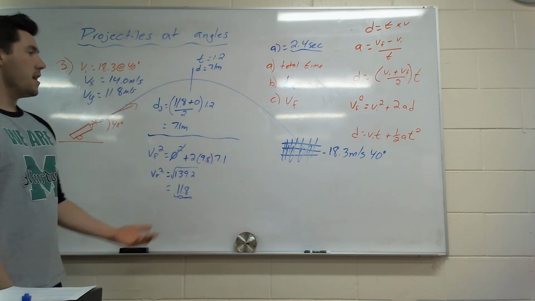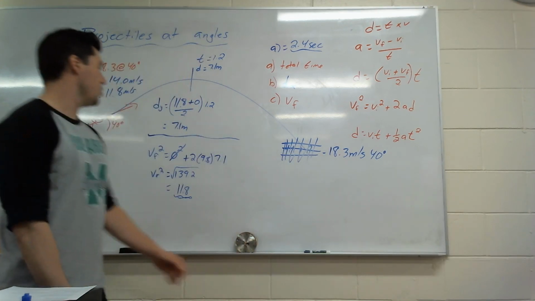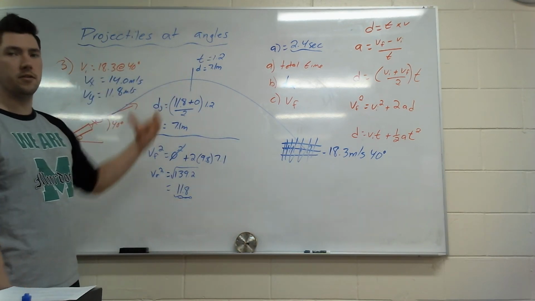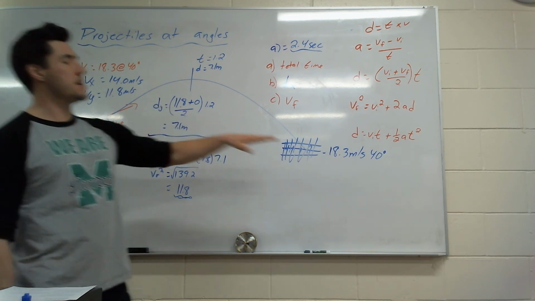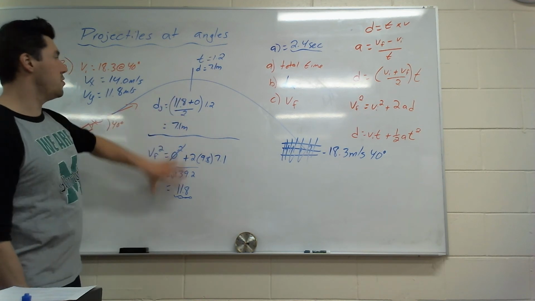And now, if you wanted to exactly find that negative 18.3, you would go 11.8 squared plus 14 squared, and then find the square root. Do you know what you get? You get 18.3.